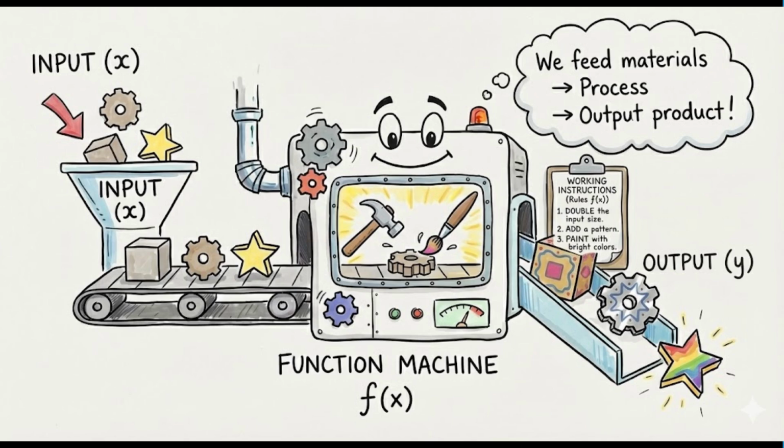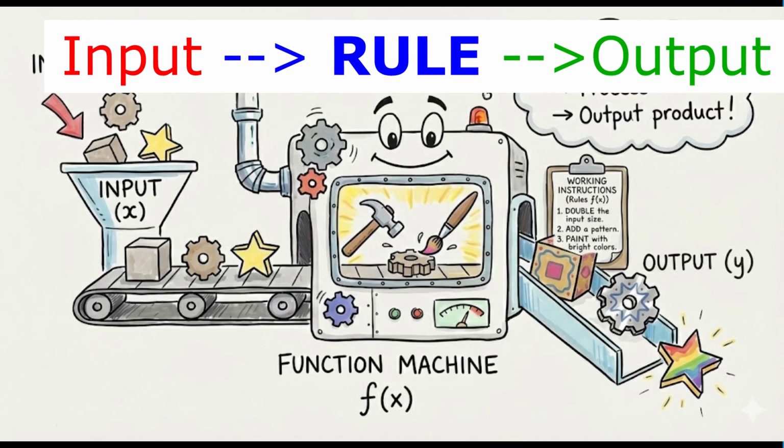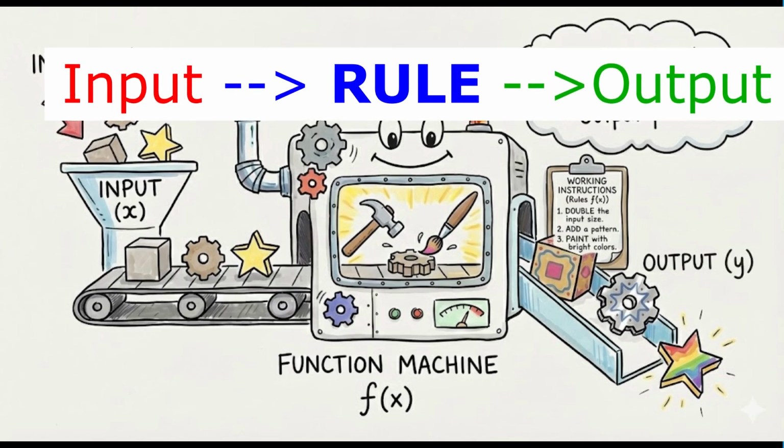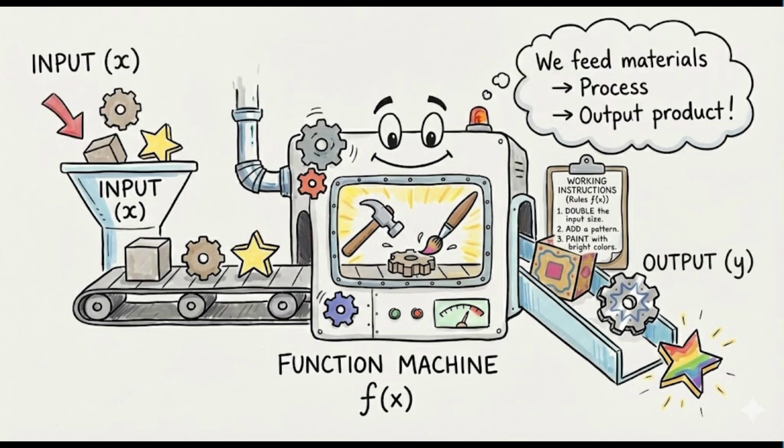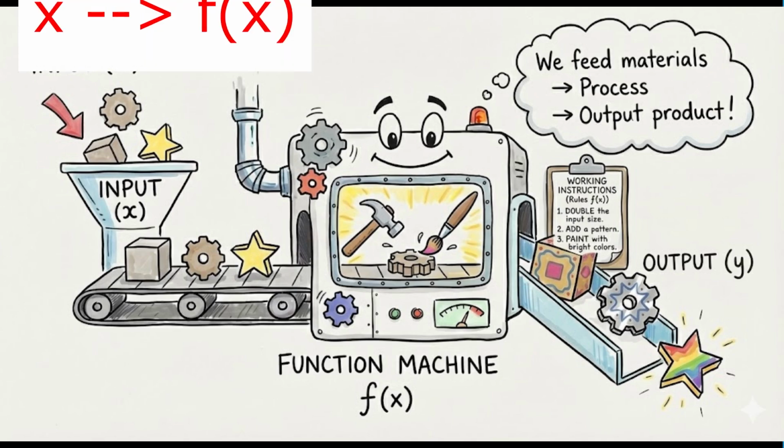Before we talk about formulas, graphs, or complicated notation, let's start with an idea you already understand. Imagine a machine. You feed something into it: raw materials, parts, or numbers. Inside the machine, a fixed set of instructions is applied. And out the other side, you always get a finished product. In mathematics, we call this kind of machine a function.